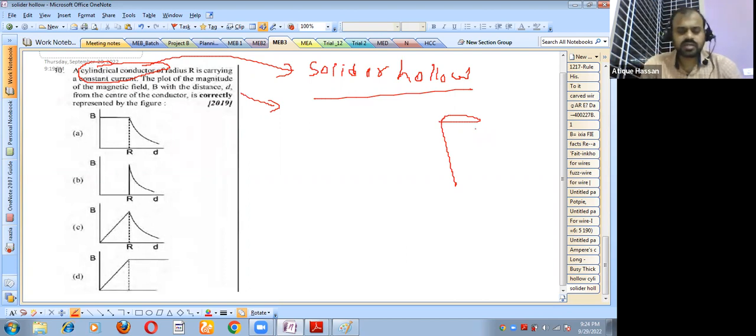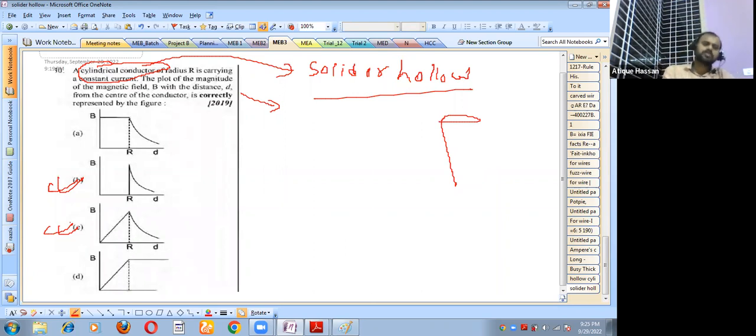A cylindrical conductor of radius r is carrying a constant current. In this question, they should have mentioned clearly whether it is hollow or solid. If it is hollow, then the answer could be like this. If the cylindrical conductor is solid, then the answer will be like this. Getting my point? So they should have mentioned it clearly. Otherwise, we may take it as hollow or solid.